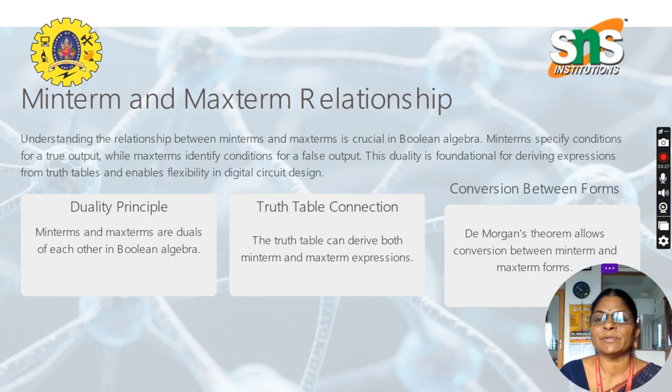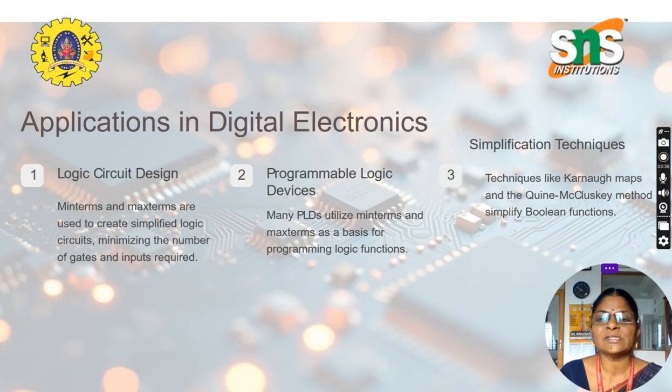The conversion between these forms can be done by De Morgan's theorems, which allow the conversion between minterm and maxterm. These are the applications in digital electronics: logic circuit design, where we use SOPs and POS, programmable logic devices and a few simplification techniques. Logic circuit design means minterms and maxterms are used to create simplified logic circuits for minimizing the number of gates and inputs required.